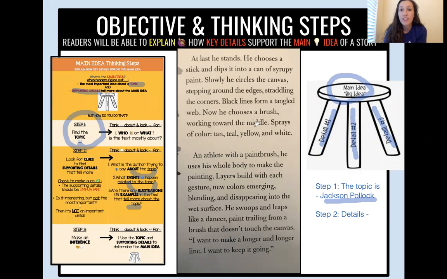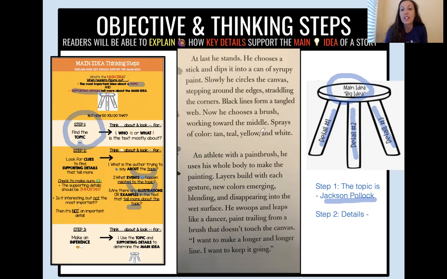This first paragraph tells me all about how he's painting, how he uses a stick to dip into the paint. He's not using a brush, he's using a stick. And then after he dips the stick in the paint, he's not painting, he's letting it drip. He's circling, walking around that canvas. He's straddling it, which means it's in the middle of his legs, and he's just letting the stick drip the paint all over the canvas.